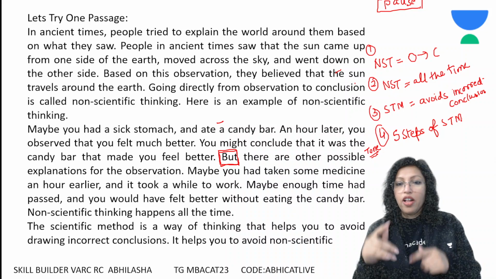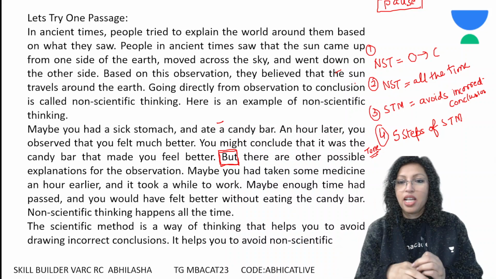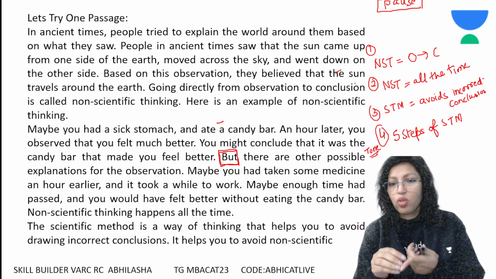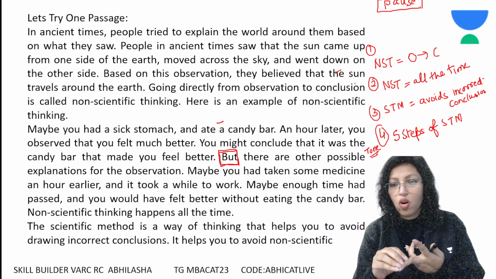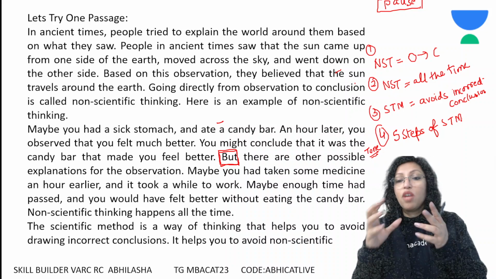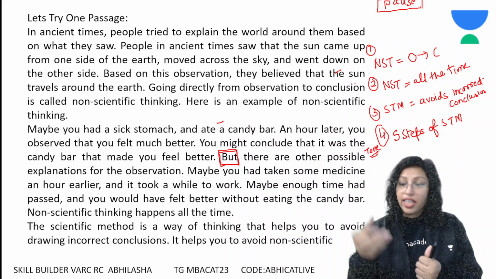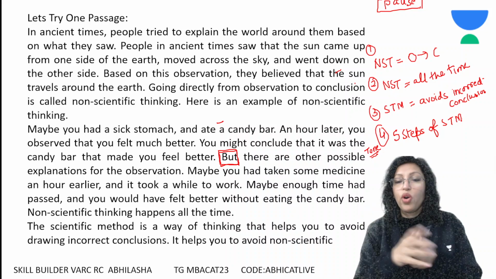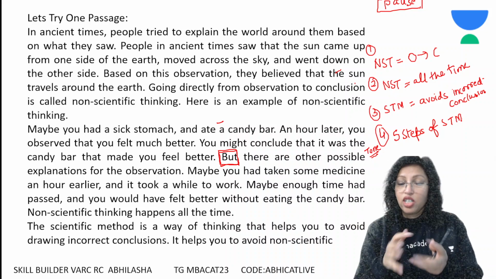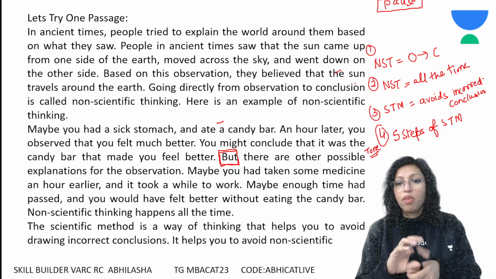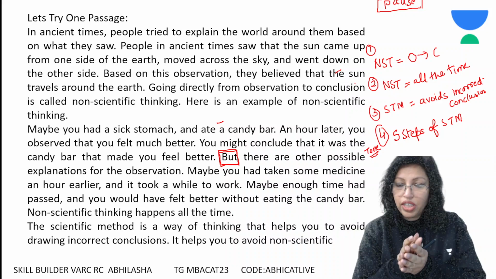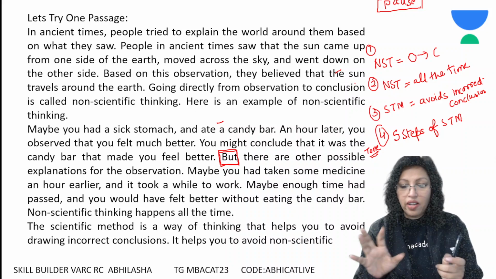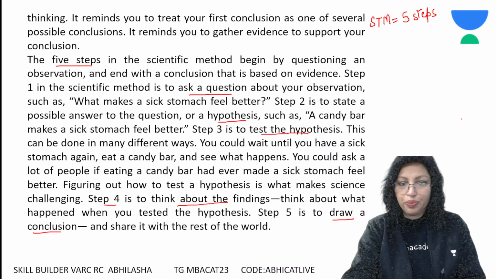Guys, I hope you've understood. So see, we have drawn a map of the passage based on what we have read. Okay. So non-scientific thinking is from observation to conclusion. Non-scientific thinking is you're thinking all the time. The scientific thinking method is a method of avoiding incorrect conclusions. And then there are 5 steps of the scientific thinking method. Okay. So it helps you to avoid the non-scientific conclusion and get into the scientific way of thinking. So what are we talking about? We are talking about scientific thinking and the difference between non-scientific and scientific thinking, right? So that's what this passage is all about.